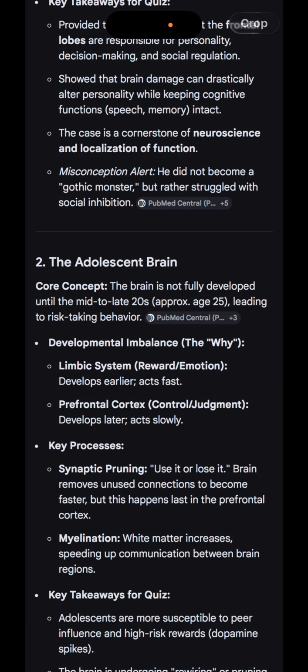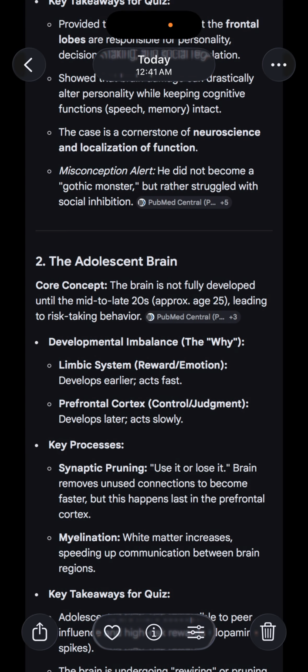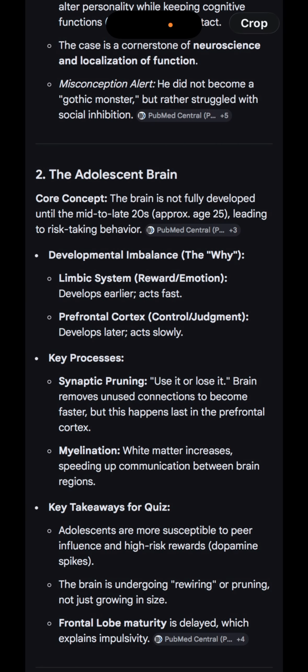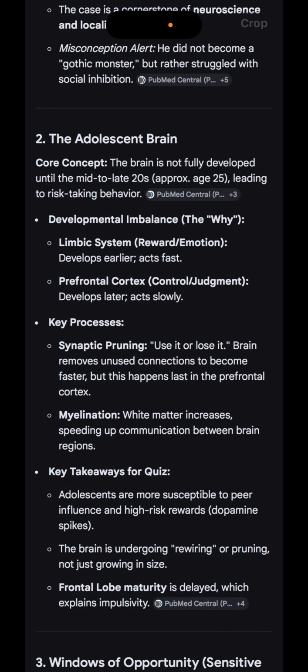The adolescent brain. Core concept: the brain is not fully developed until the mid to late 20s, approximately age 25, leading to risk-taking behavior. Developmental balance, the why. Limbic system, reward and emotion, develops earlier, acts fast. Prefrontal cortex, control and judgment, develops later, acts slowly. Key processes: synaptic pruning, use it or lose it. The brain removes unused connections to become faster, but this happens last in the prefrontal cortex. Myelination, white matter increases, speeding up communication between brain regions.